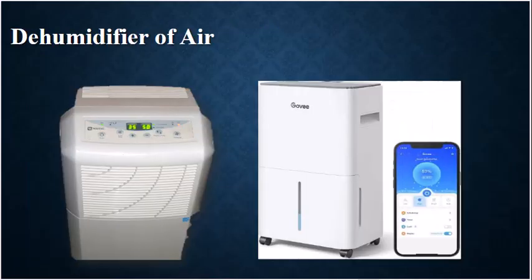Dehumidifier of air. A dehumidifier removes excess moisture from indoor air, improving comfort and preventing mold growth. It works by condensing humidity from the air, which can be particularly beneficial in humid climates or during hot weather. Dehumidifiers contribute to indoor air quality by maintaining optimal humidity levels, enhancing occupant health. Integration with HVAC systems allows for automated humidity control in residential and commercial buildings.